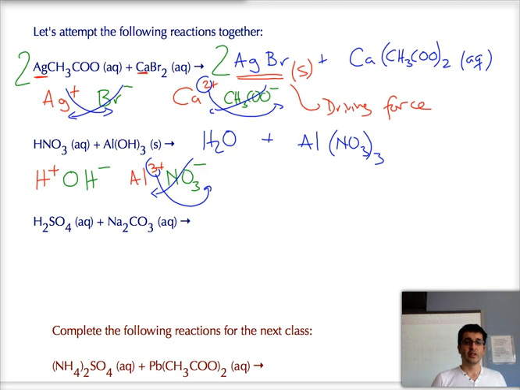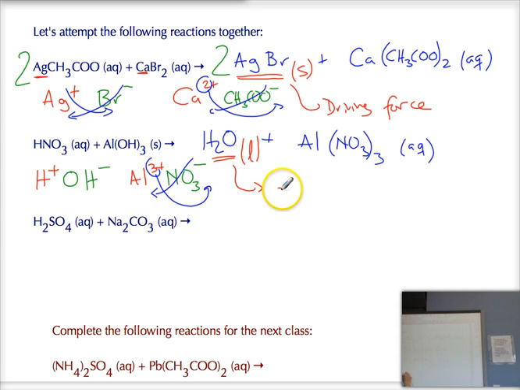Well, the second rule tells us that all nitrates are soluble, so we know that aluminum nitrate is going to be soluble. And how about water? Well, water is a liquid. Water is soluble, but it's a liquid. And that's the key here. We have made water. And so water is the driving force of this reaction, because this is a neutralization reaction. We have reacted an acid with a base and made water and some type of salt.